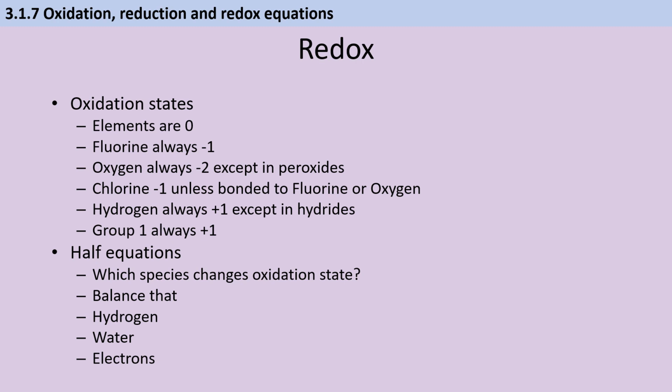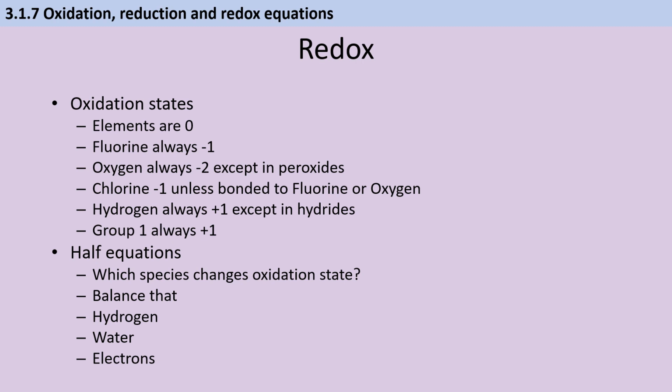To work out the oxidation state of any element, there are a certain number of rules that you need to have memorised. The first one is that elements always have an oxidation state of 0. From that point onwards, the rule is that if two rules contradict each other, you always go with the most electronegative element. So first up, fluorine.